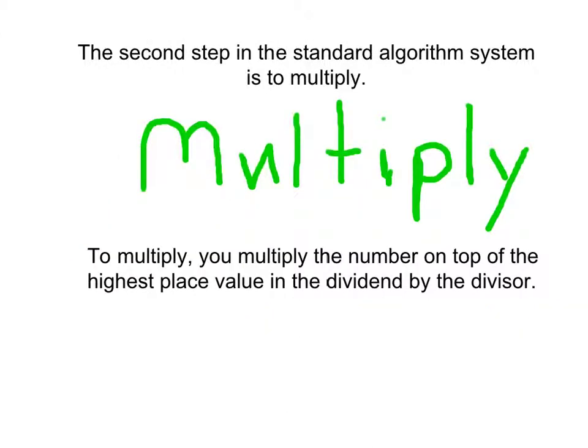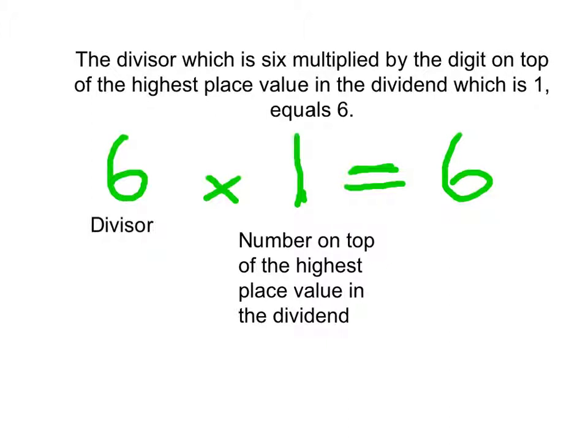The second step in the standard algorithm system is to multiply. To multiply, you multiply the number on top of the highest place value in the dividend by the divisor. The divisor, which is 6, multiplied by the digit on top of the highest place value in the dividend, which is 1, equals 6.